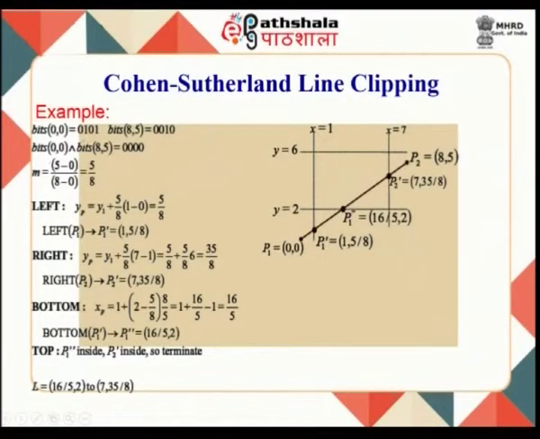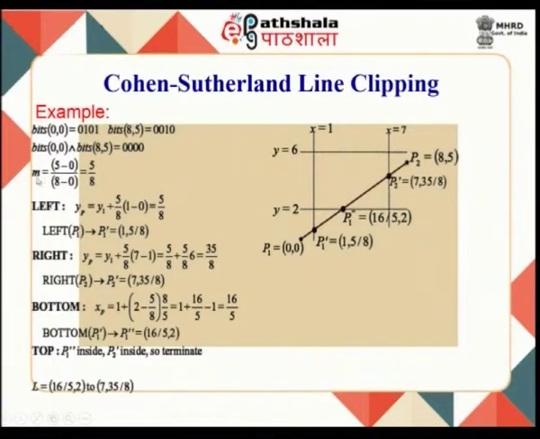So, we start computing the region codes. The region code for the position 8 5 is say 0 0 1 0. The region code for the other position 0 0 is say 0 1 0 1. Now, taking bitwise AND you actually get 0 0 0 0, all zeros. So, none of the region codes are 0 0 0 0, so we will be going for intersection. You cannot have trivial accept, you cannot have trivial reject. So, we have to compute the intersections.